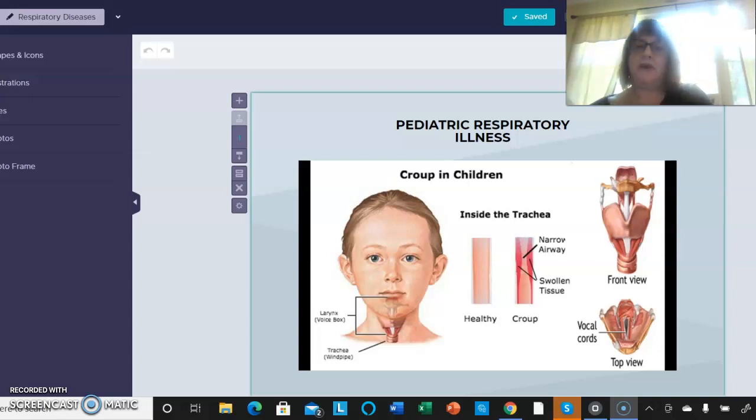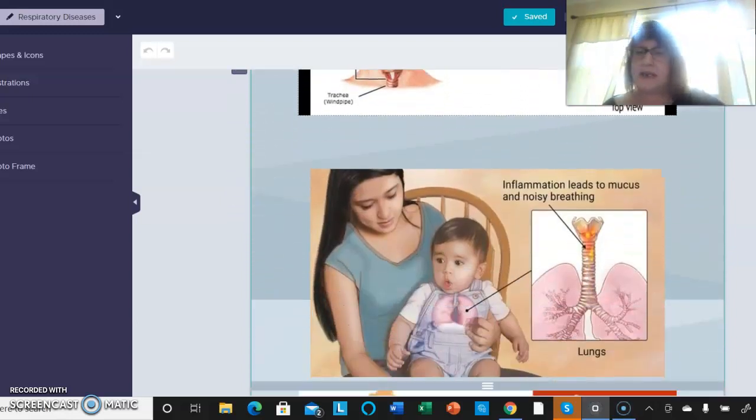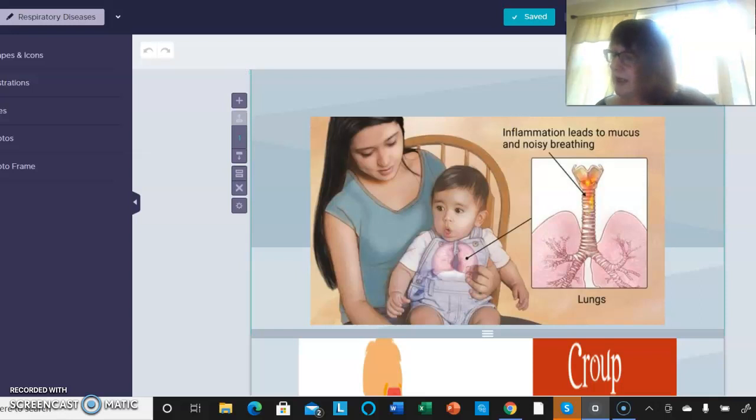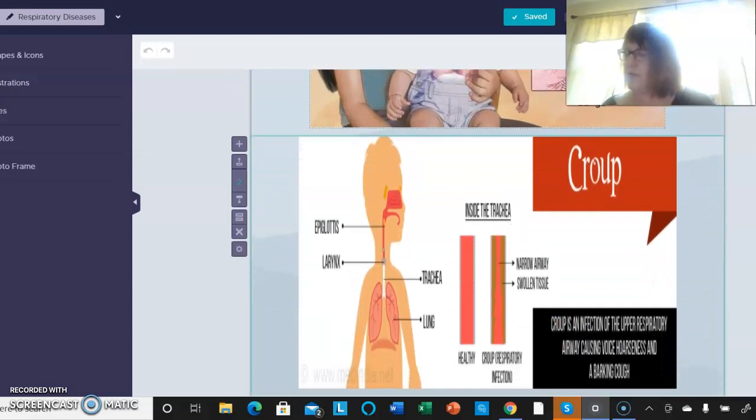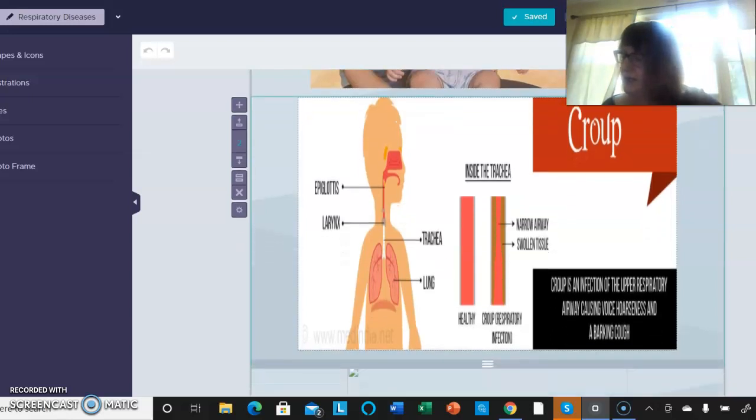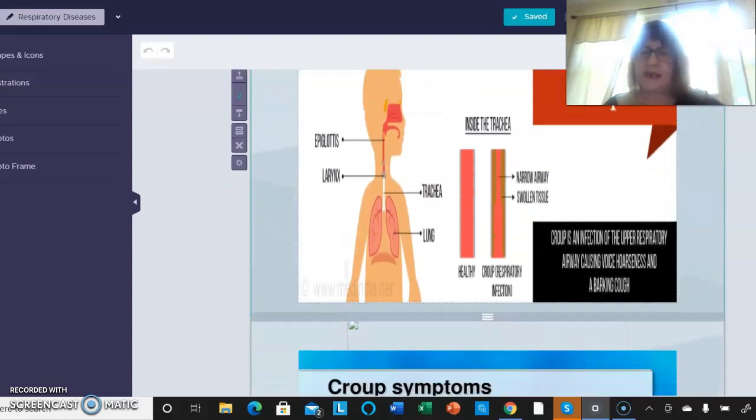The first respiratory disease that we're going to talk about is croup. Croup occurs in younger children anywhere from 6 months to 3 years. It's an infection of the upper airway which obstructs breathing and causes a characteristic barking cough. This cough is the result of the swelling of the larynx, the windpipe, and the bronchi. When a cough forces air through this narrow passageway, the swollen vocal cords produce a noise similar to a seal barking. Taking a breath produces a high-pitched whistling sound.